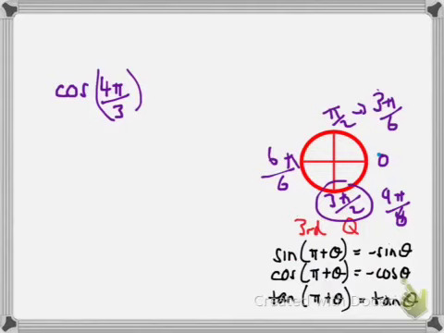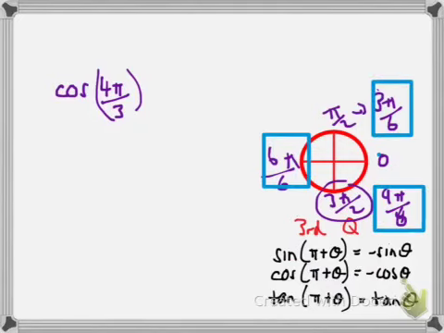Sometimes with these pi on 3 ones, if you convert those key points to pi on 6, and I'll just highlight them, 3 pi on 6 there, 6 pi on 6 there, and 9 pi on 6 there, it's a bit easier to see. Because 4 pi on 3 equals 8 pi on 6. So you can see that that falls in the third quadrant, between 6 pi on 6 and 9 pi on 6.